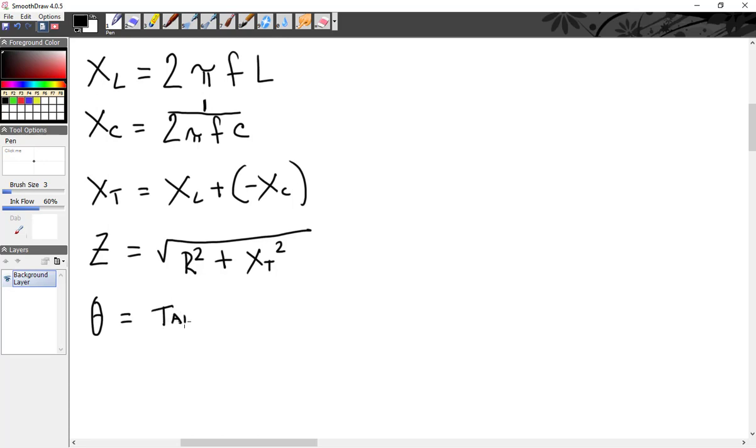Phase angle is X over... Opposite over adjacent? Yeah. Okay. I total equals what? E divided by Z. E divided by Z. Okay, now what?